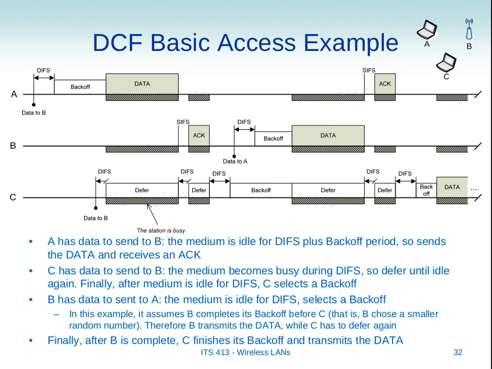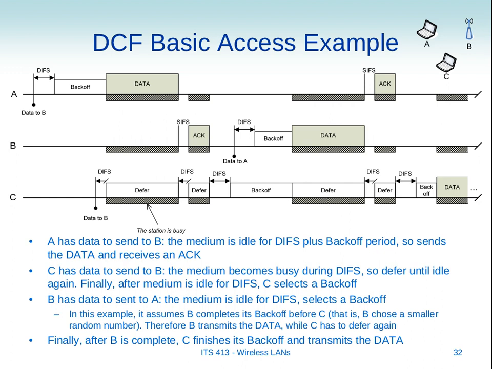Remember, these stations are independent, so I can only do one thing at a time, but station B is doing the DIFS and then the back off. At the same time, at time 1420, the access point has data to send to A. So it starts DIFS. It would finish 50 microseconds later, at 1470.